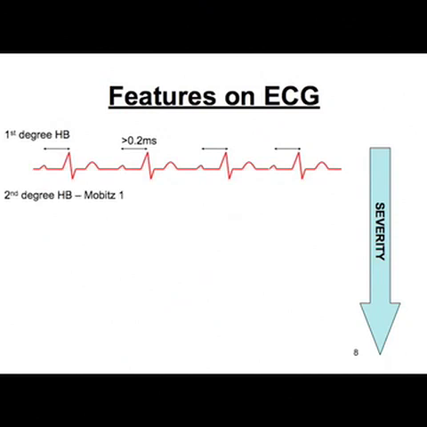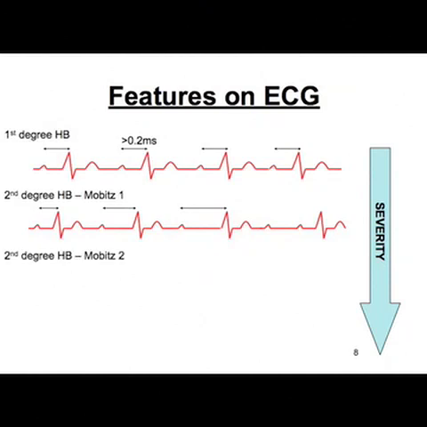In Mobitz type 1, otherwise known as the Wenckebach phenomenon, there is, over the course of a number of beats, progressive lengthening of the PR interval, eventually leading to a dropped beat. After this, the cycle of progressive lengthening begins again.